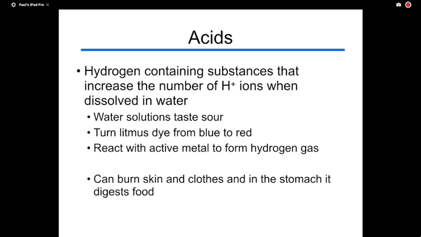Acids tend to react with metals, and when they do, they form hydrogen gas. Hydrogen is a diatomic gas, and it's explosive, so quite often when you hit metals with acid that is too concentrated, if they react very fast, they can produce a lot of hydrogen, and it is not great. Acids can burn your skin and clothes, but acids can be inside your stomach and digest food.